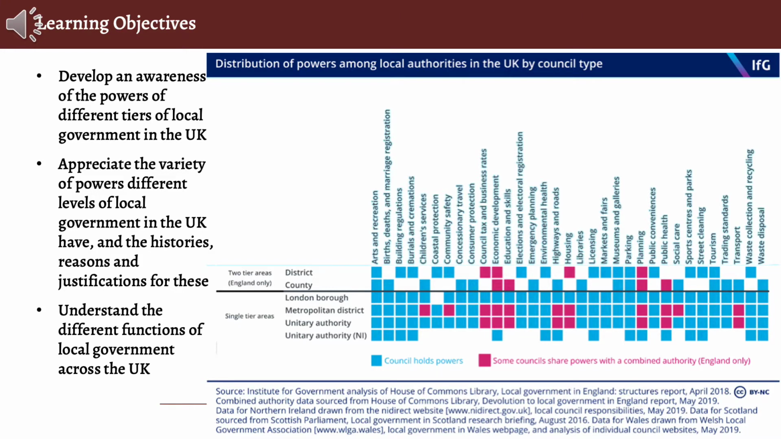So this week's lecture will be looking at the powers and the functions of local government. By the end of it, you should have a good awareness of the different powers allotted to each tier of local government in the UK. You should be aware of the variety of those powers across different levels and across different parts of the UK, and the histories, reasons and justifications for those differences.